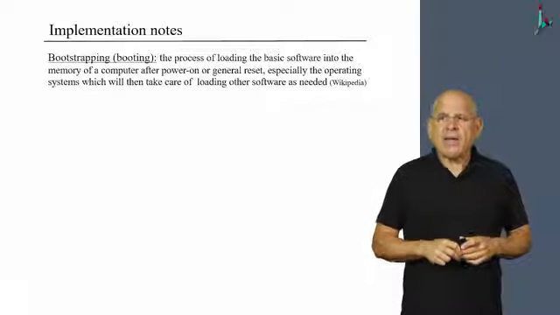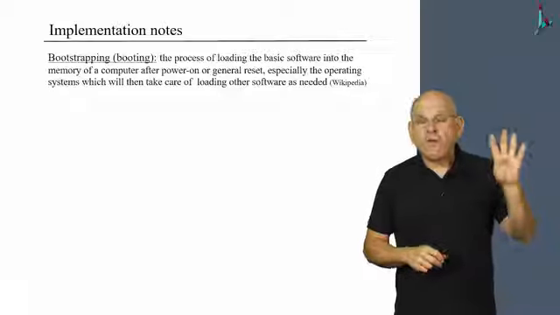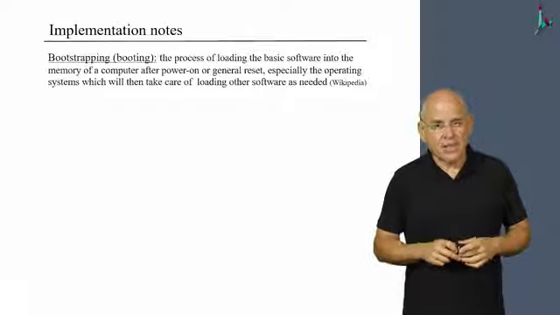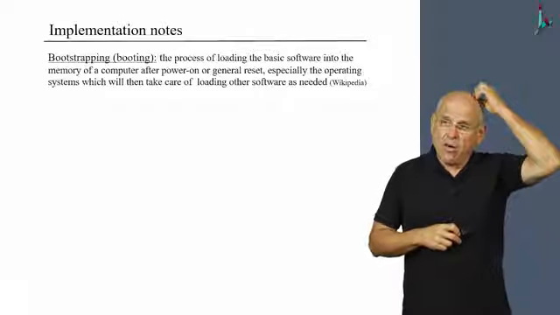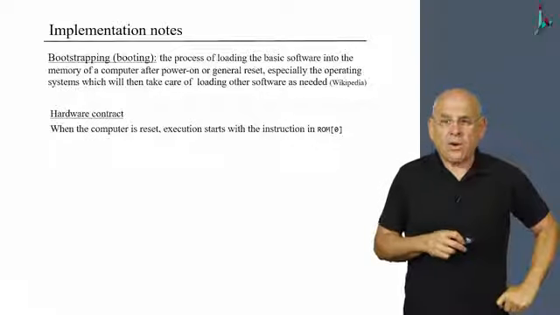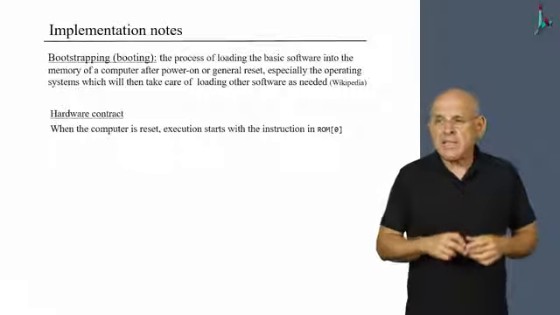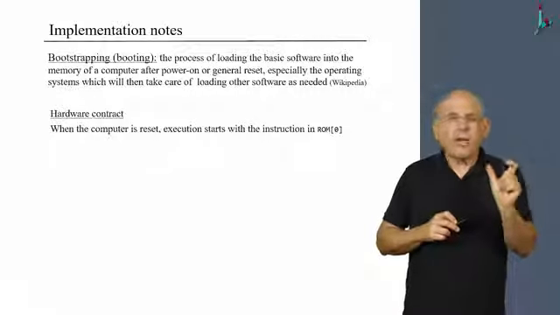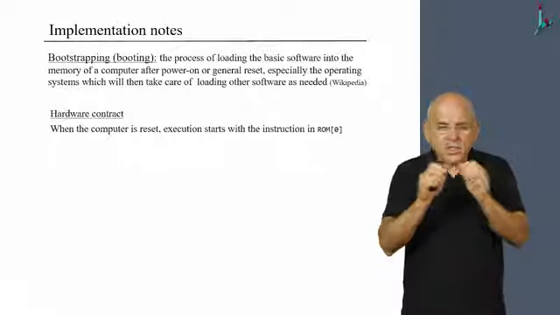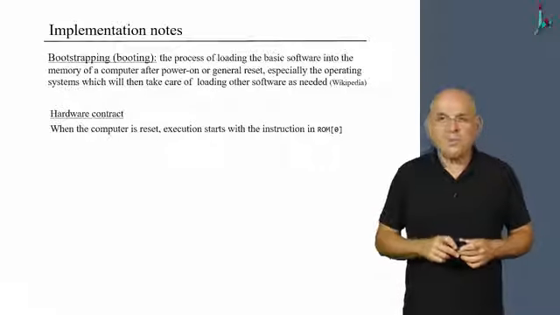Well, in the Jack-Hack platform, we do it using 4 different contracts that all of them have to be fulfilled at various levels of the computer. So first of all, the hardware contract is that when the computer is reset, execution always starts with the instruction which happens to be located in ROM 0. Okay? This is equivalent to this software which is burnt into the ROM of your computer.